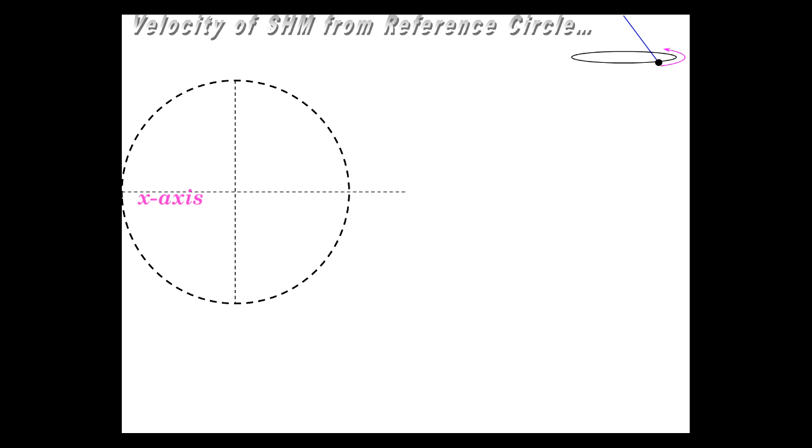We are now going to relate simple harmonic motion to a circle, to an object moving in a circle. And in the end, we'll come up with a formula for the velocity at any position along the axis. Now we're going to consider this here being the x-axis. And this is the path of the object in uniform circular motion. So it's an object moving in a circle at a constant rate.